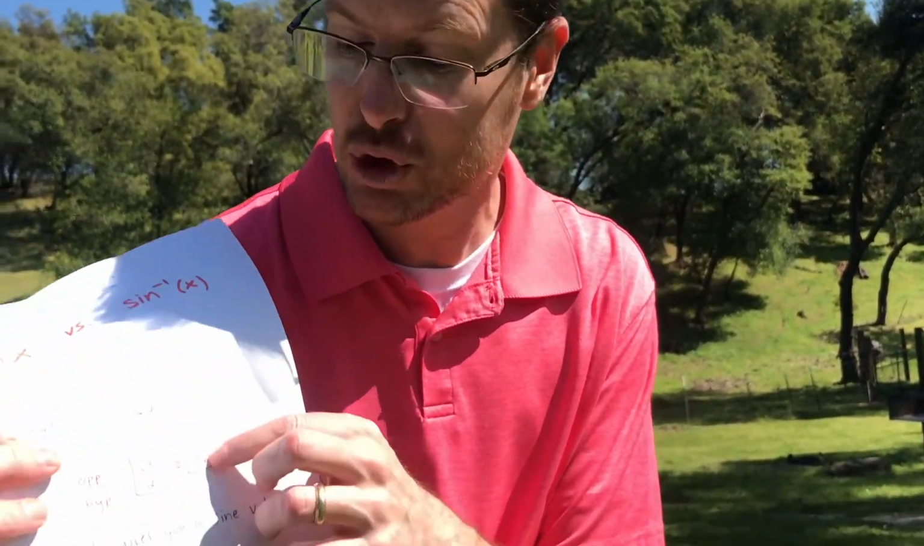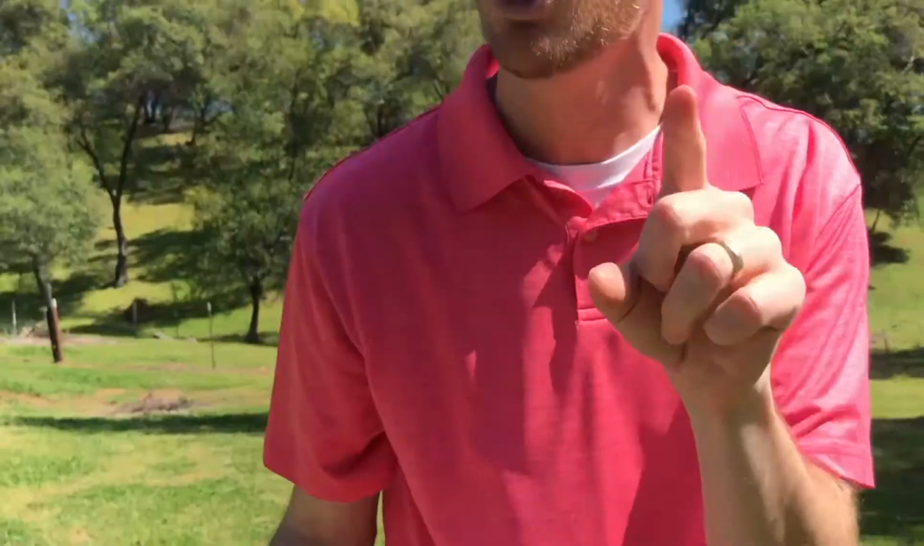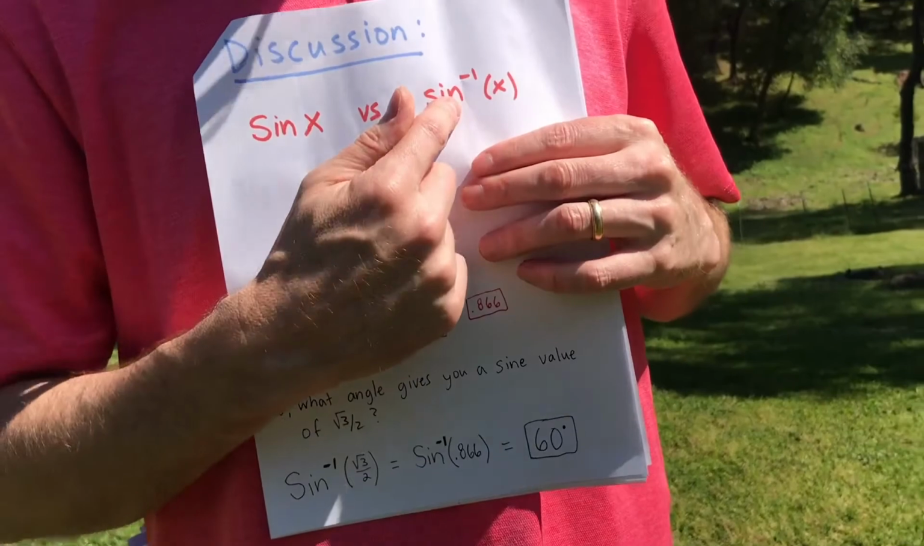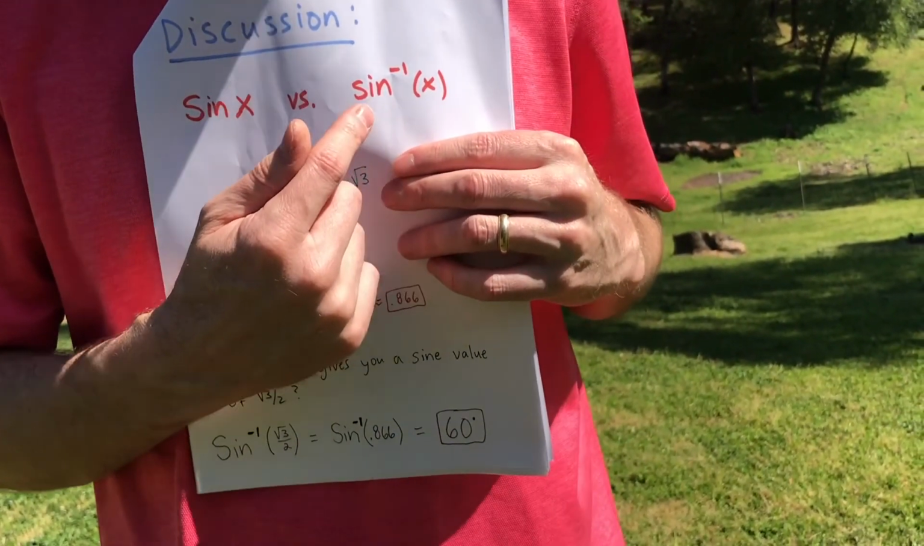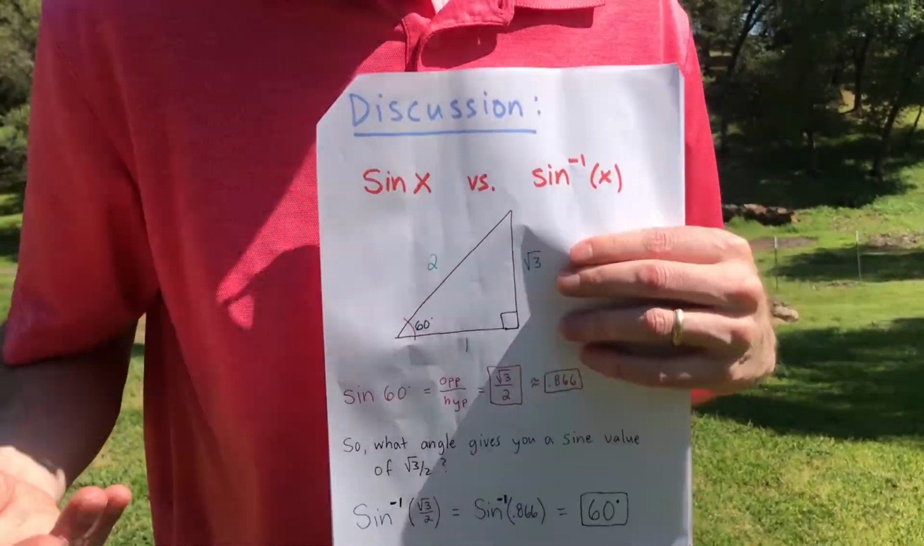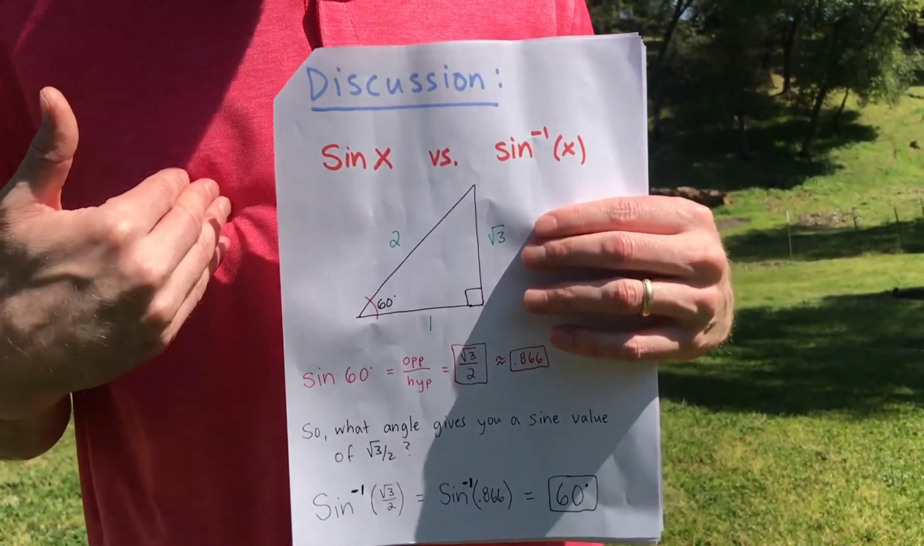But what if I wanted to go backwards? What if I told you that the sine was 0.866? What if I said that's the answer? Could you go back and tell me the angle that got me that answer? Could you go back and find that 60-degree angle? So what you would do is you're going to learn about the inverse sine of x, right? So these are opposites. This is the sine. This is the arc sine, the inverse sine, the opposite of it. It's what undoes the sine.